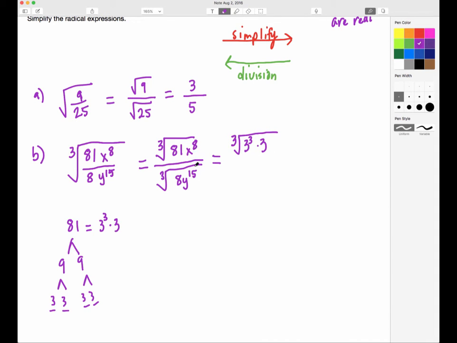Now let's work on the x to the 8th. So x to the 8th, that's 8 x's multiplied.